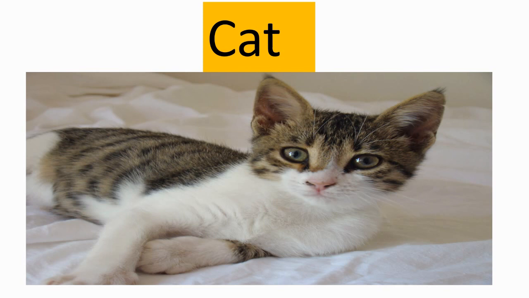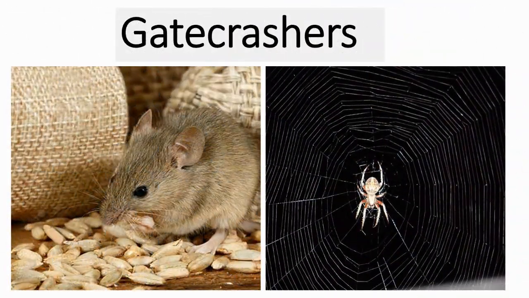There are some animals which we don't like, which create trouble for us. They are called gatecrashers because they create trouble for us and we don't like them around us. Such animals are rats, as a rat destroys our grains and other things, so we don't like them in our homes. We also don't like spiders in our homes because spiders make cobwebs.